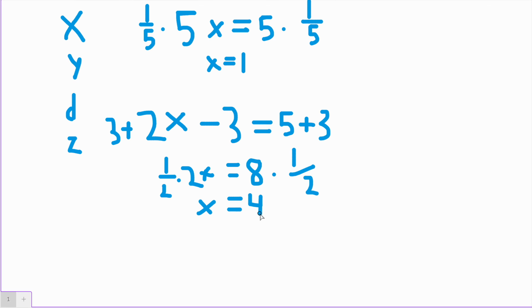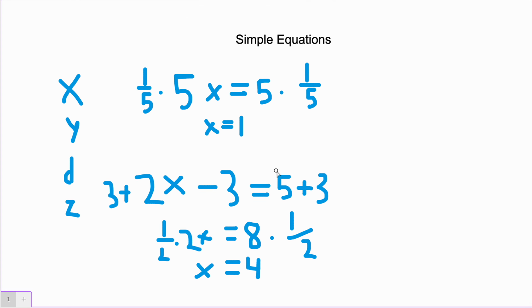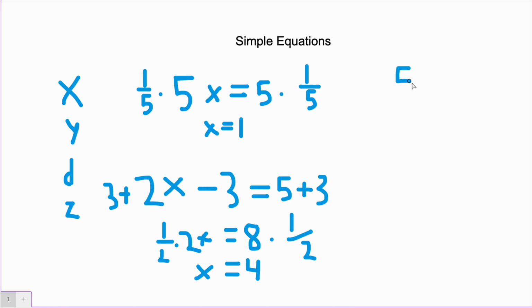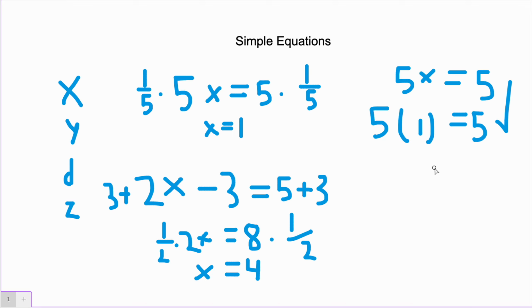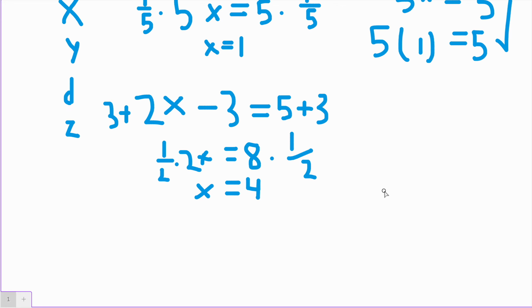And we can plug these answers back in. For example, for 5x equals 5, we have 5 multiplied by 1 equals 5. This is a true statement, so we know we got the correct answer.